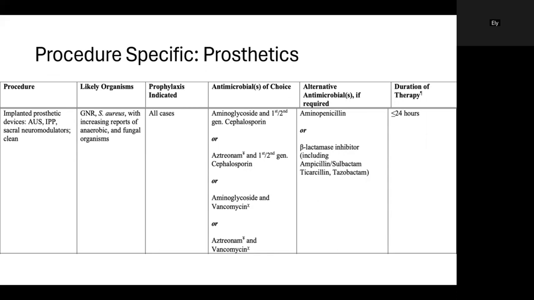Dr. Costa, for your penile prosthetics, I believe you like a combination of vancomycin and gentamicin. Is that it? I could be mistaken.